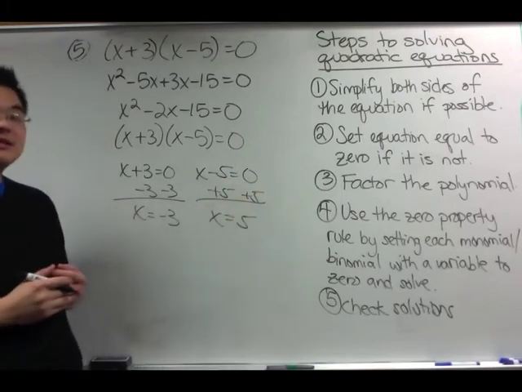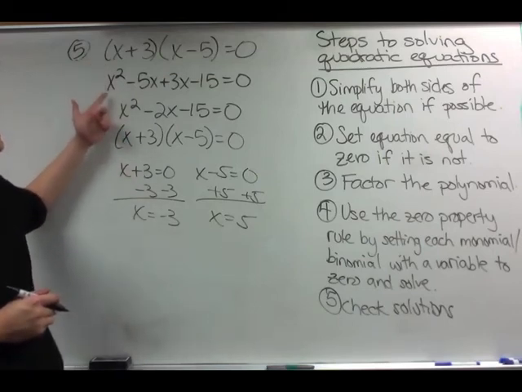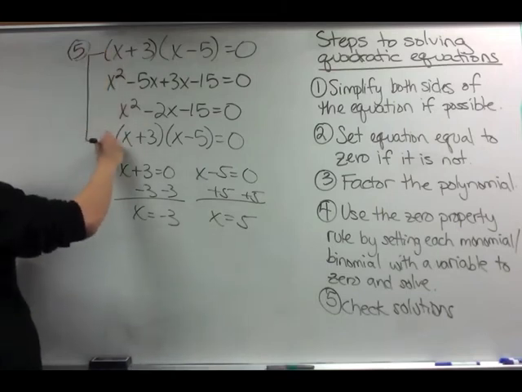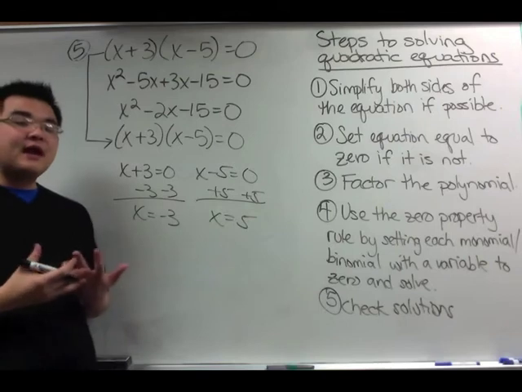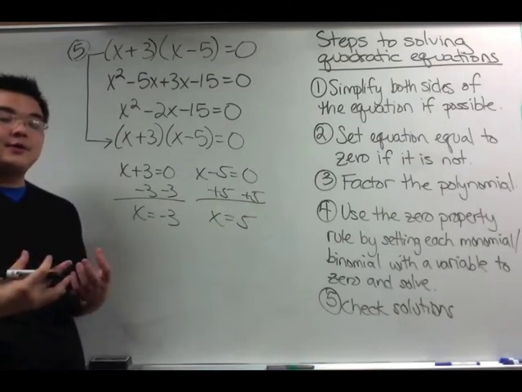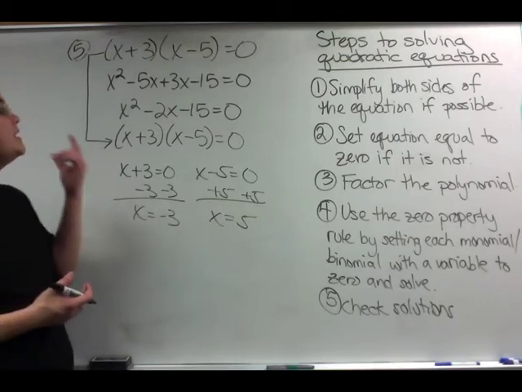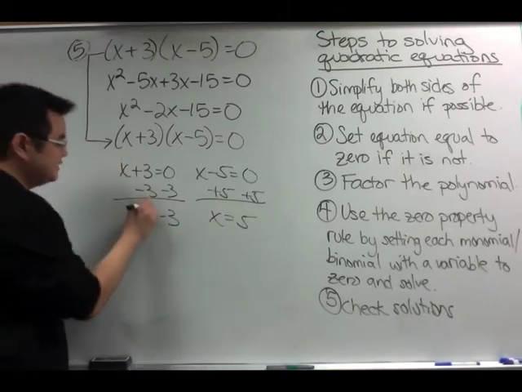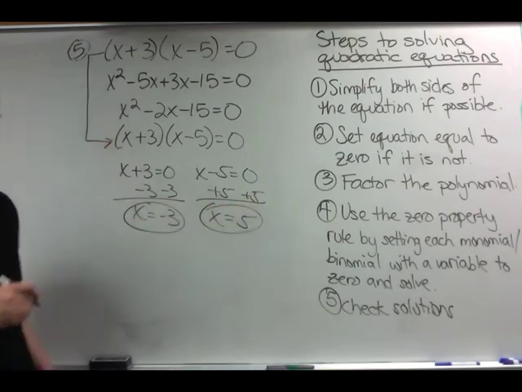If you notice in this equation, the way it started, we technically did not need to simplify both sides of the equation. And if you look here, it was the same step as we had down here. So if you ever have a problem that starts off with 2 binomials equaling 0, you can jump right to step 4 and take each of the binomials, set them equal to 0, and then solve for x, which in this case gave us x is equal to negative 3 and x is equal to 5.